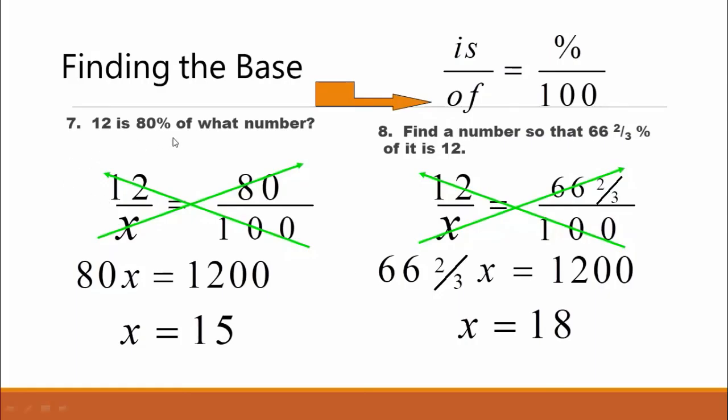12 is 18% of what number? 12 is the part. 18% is the percent, of what number? Of means total, total or whole. Whole is unknown. So using this formula, is by of, of is unknown. So x represents the whole, the of. 12 represents is. So 12 divided by x is equal to 18 divided by 100. By cross multiplication, x multiplied by 18 and 12 multiplied by 100 is equal to 1200.